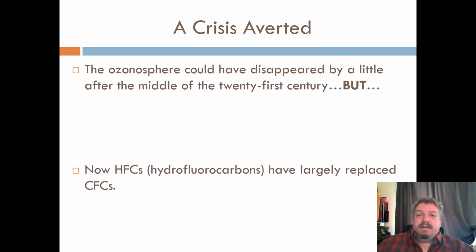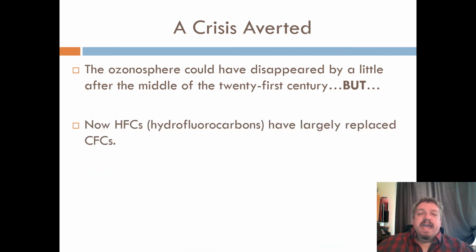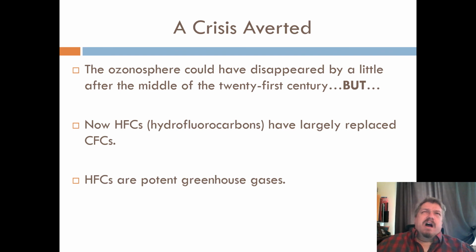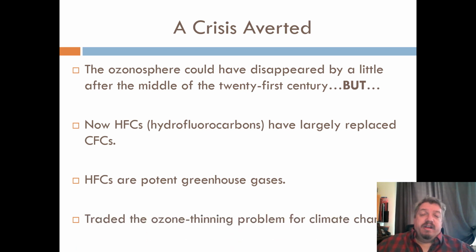But we switched to using HFCs for refrigeration, because we still have air conditioning. These are hydrofluorocarbons. What's the problem? HFCs don't destroy ozone, but they are 80 to 100 times more potent as a greenhouse gas. So we've actually just really traded thinning the ozone for global warming, which means back to the drawing board.